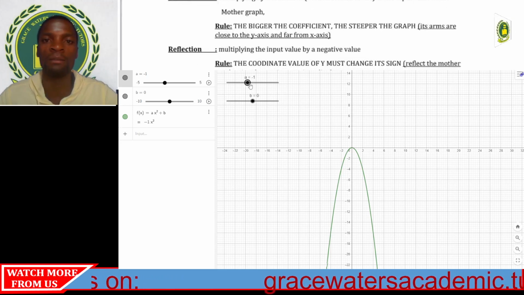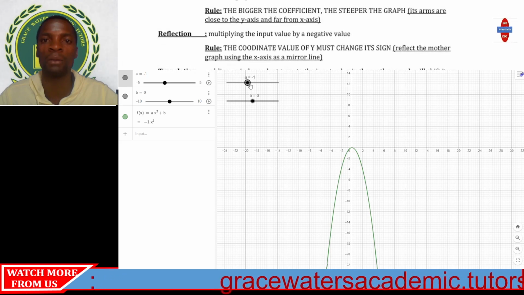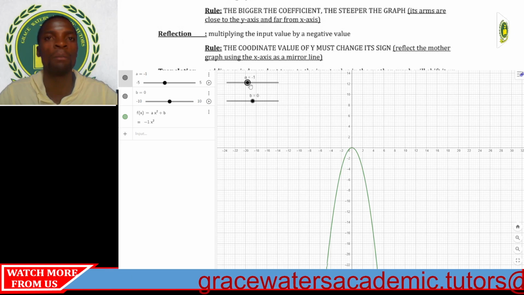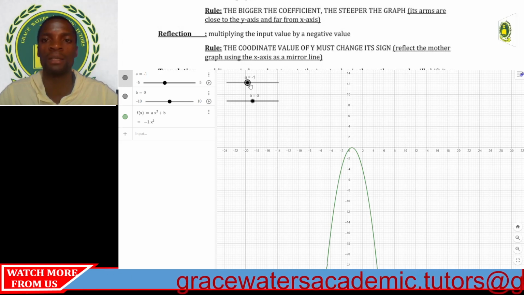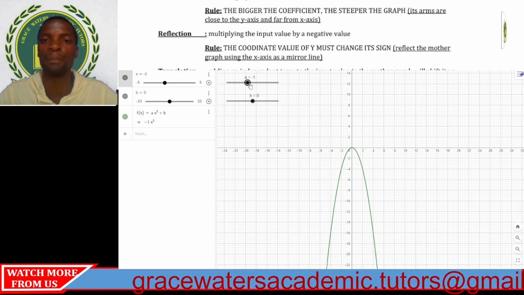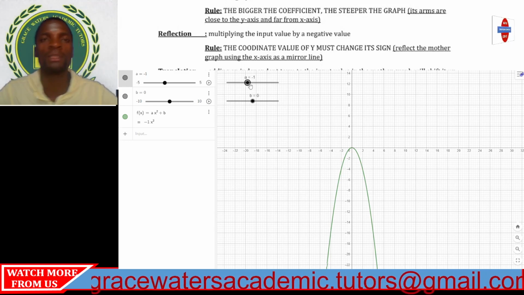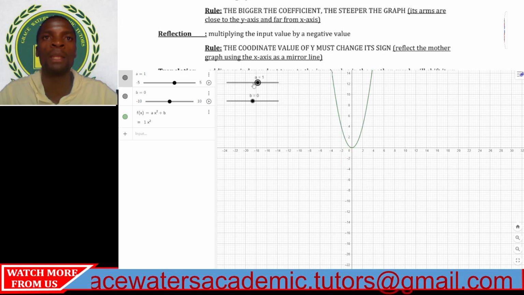It is called a reflection. We said that when we multiply the input value by a negative, the graph itself is reflected about the x-axis, being the mirror line. All right, let us consider now when a was positive.